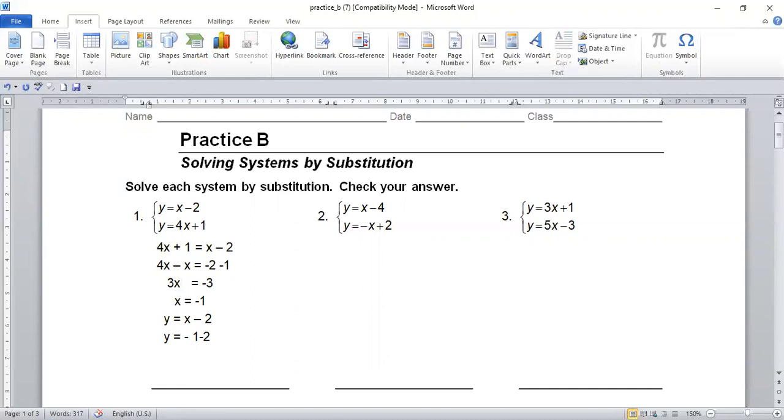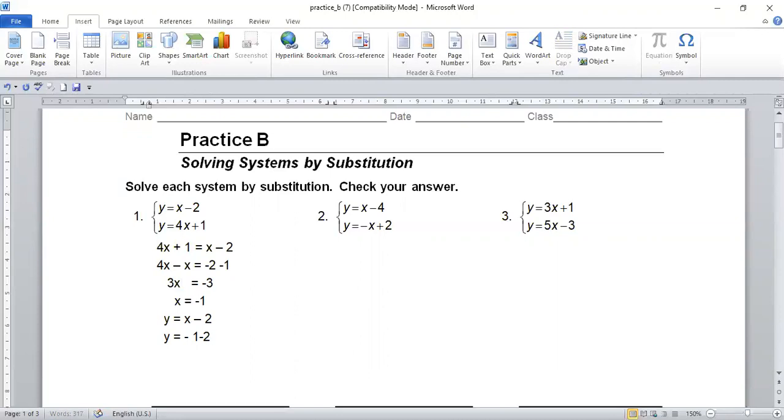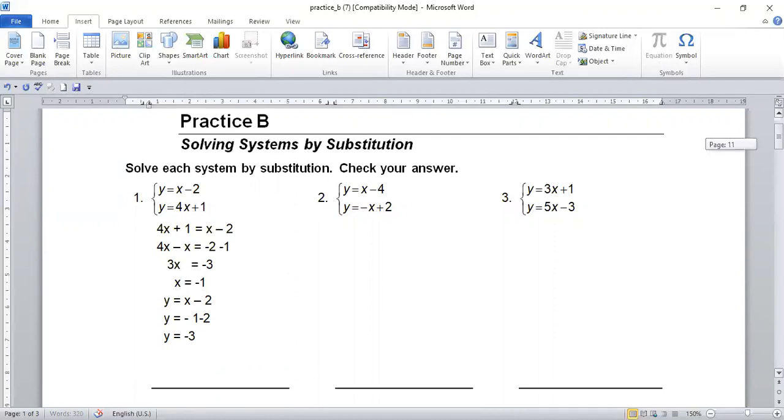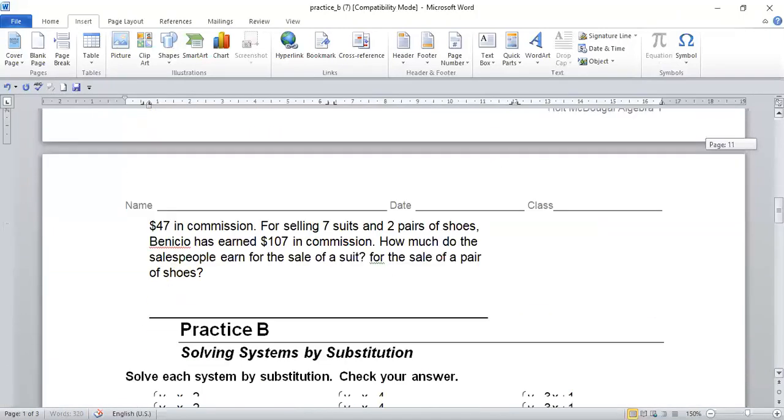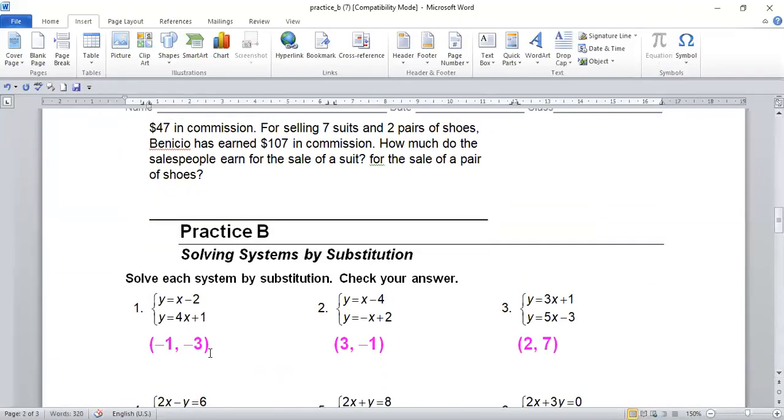So minus 2 minus 1 is going to give you how much? y is equal to minus 3. So this is going to be your answer. As given in the answer, x is equal to negative 1 and y is equal to negative 3. Yes, you can see the answer here.